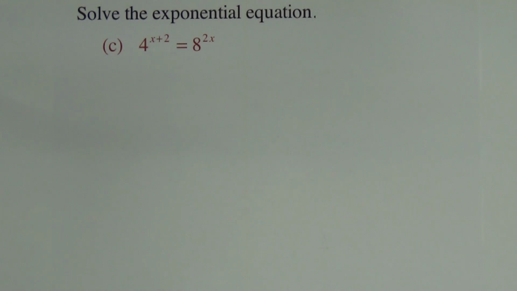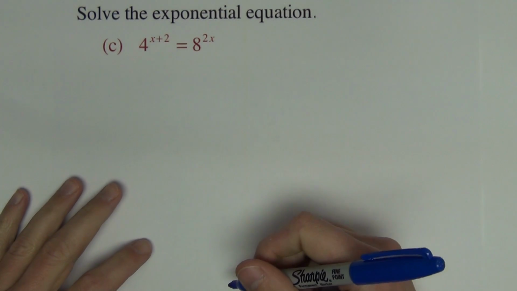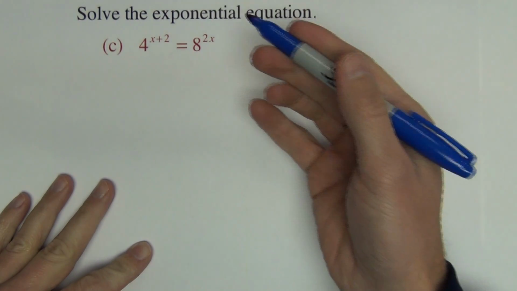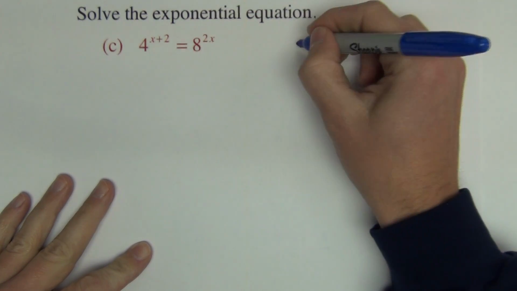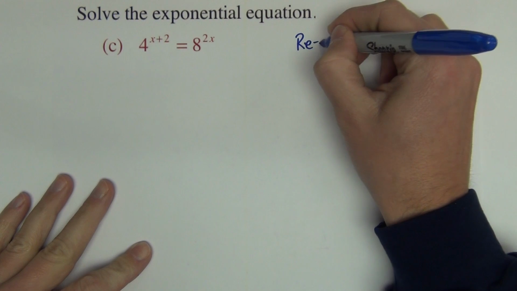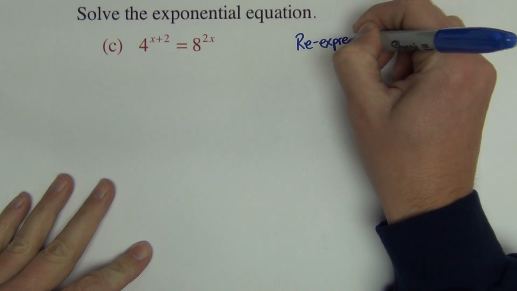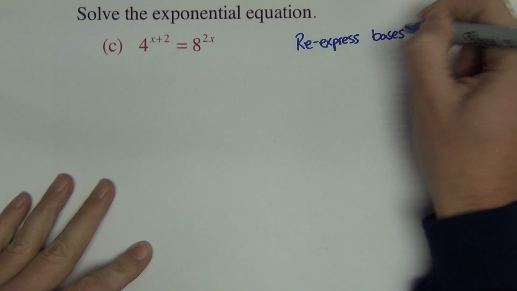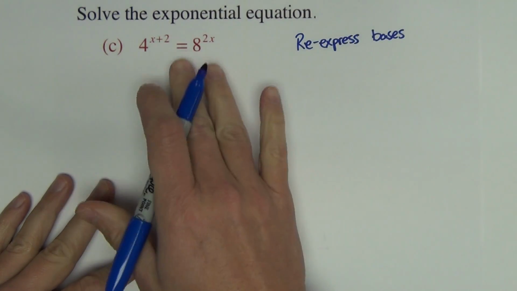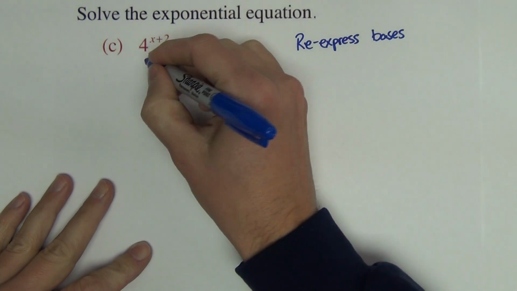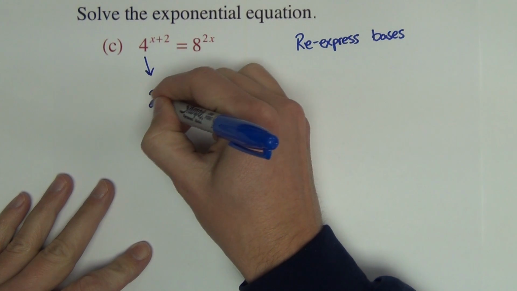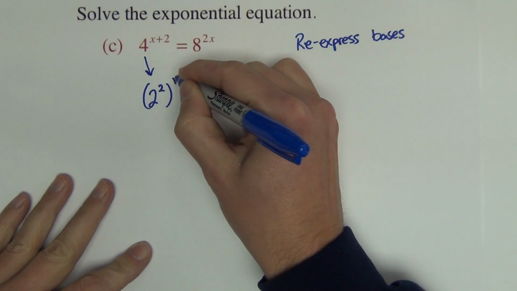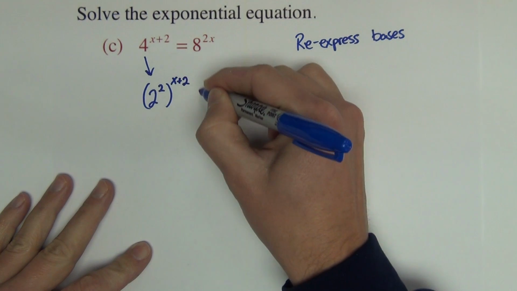The last example is one in which we don't need to use logarithms to solve because we can make the base be the same on both sides. So in this particular problem, I'm going to re-express or rewrite the bases on both sides of the equal sign. So the 4 is 2 squared. And just like the 4 was raised to the x plus 2, so is the 2 squared.